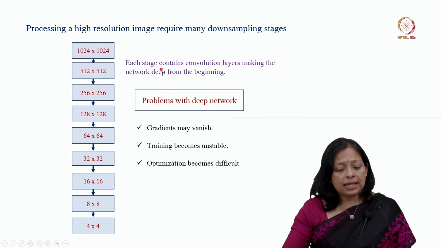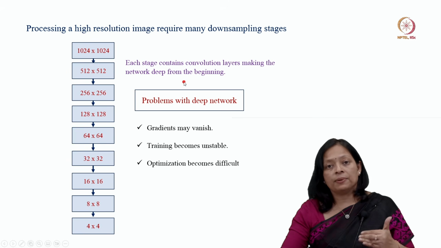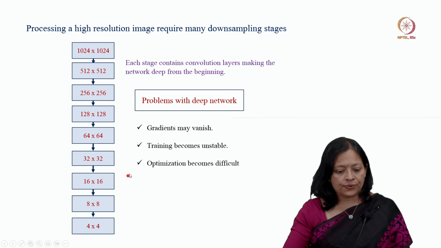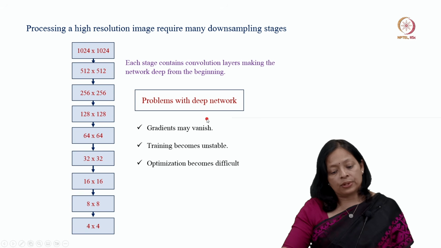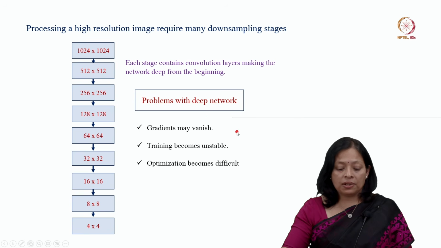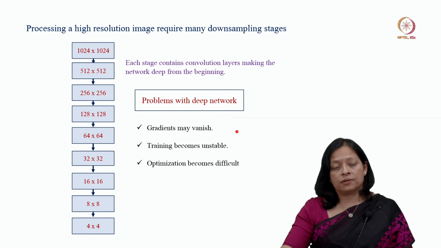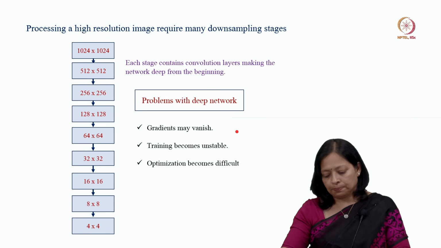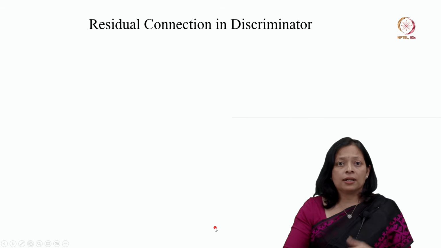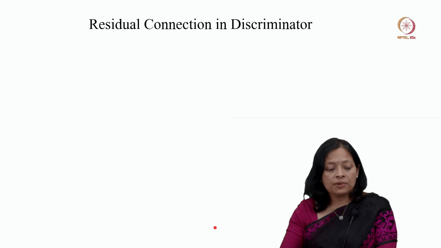Each stage contains convolution layers, making the network deep from the beginning itself. So many layers it has to process, and the problem that comes with a deep network is that the gradient may vanish, the training may become unstable, and optimization becomes difficult. Now, how do residual connections in the discriminator help to overcome this problem?